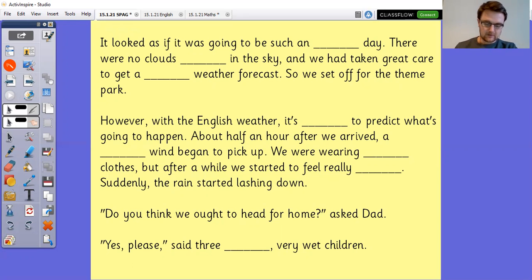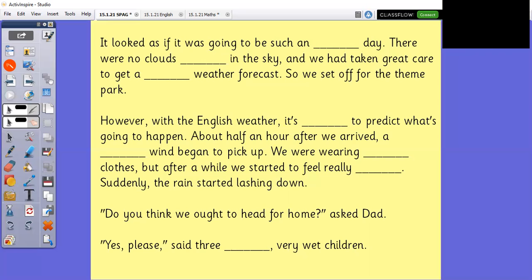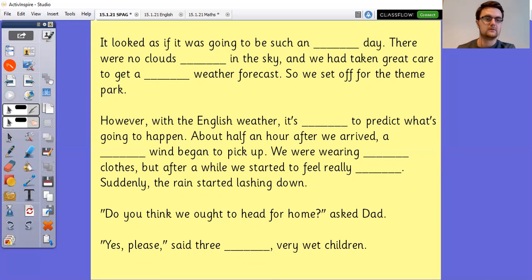It looked as if it was going to be such an enjoyable day. Ooh, I've gone over the camera, sorry. There were no clouds visible in the sky, and we had taken great care to get a reliable weather forecast. So we set off for the theme park.